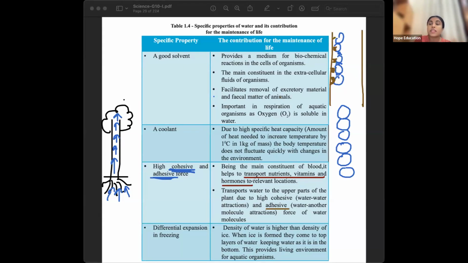In plants also, it's very easy for water to be transported throughout the plant. Okay. Is that clear to all of you? Others? Okay.